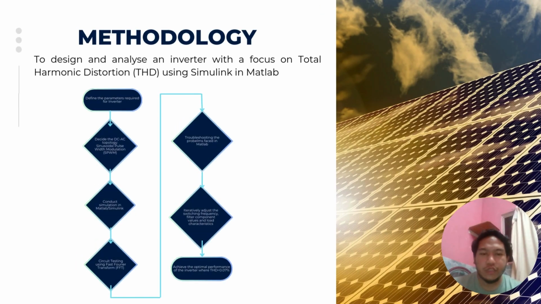Our methodology to design the inverter will focus on THD using Simulink MATLAB. First, we define the parameters required for the inverter. Then we decide the DC-AC topology. We use SPWM. Then we conduct simulation in Simulink. After that, we test the circuit using fast Fourier transform (FFT). Next, we troubleshoot the problems in the circuit. We adjust switching frequency, filter component, and load. After that, we achieve an optimal performance inverter with THD around 0.07%.